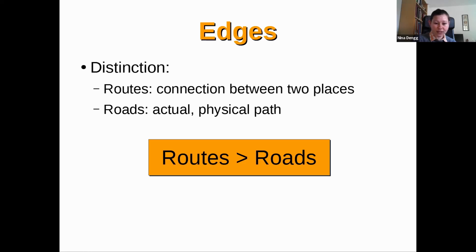Routes we see as the theoretical connection between two places, and roads are the actual physical path between two nodes. And it became quite clear early that routes are more important to us than roads. So it was more important to show the connections between places than actually reconstruct the physical paths.